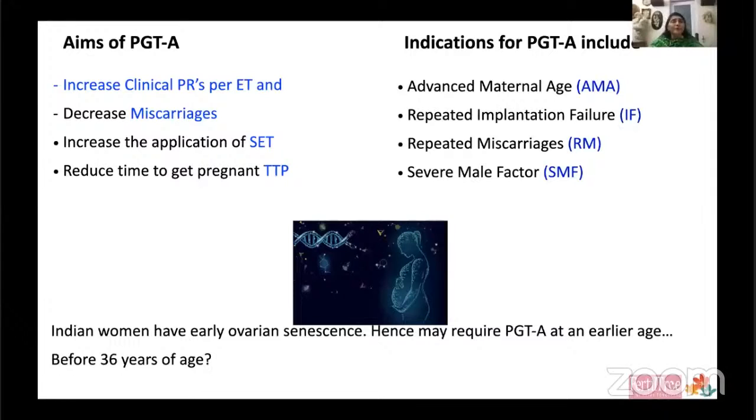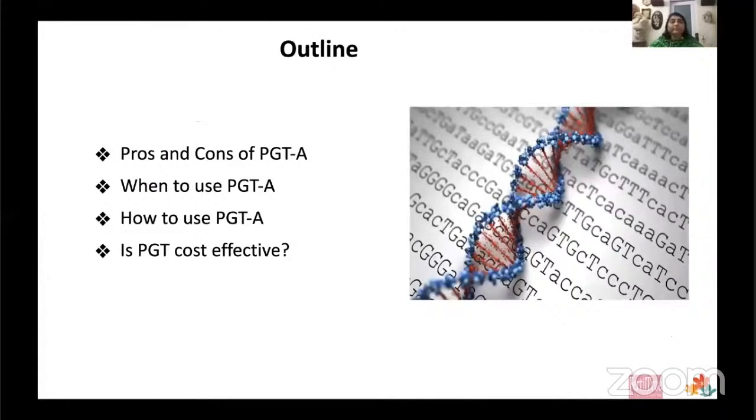Now, what are the aims of PGT? Why do we do PGT? One is that we hope to increase clinical pregnancy rates per embryo transfer. It is used for women with repeated miscarriages. It increases the application of single embryo transfer and reduces the time to get pregnant. It is very well used for women with advanced maternal age, repeated miscarriages, repeated implantation failure, and those with severe male factor. These are the typical indications for PGT.